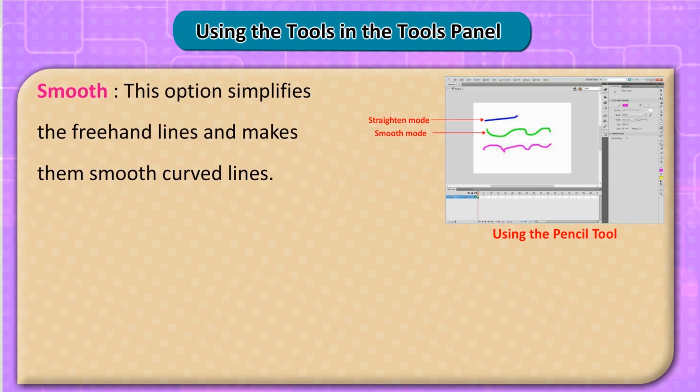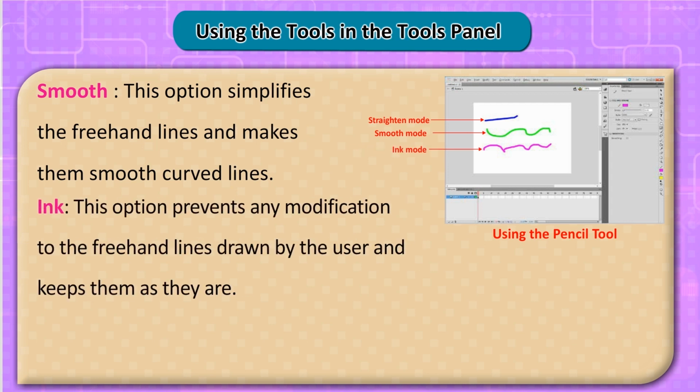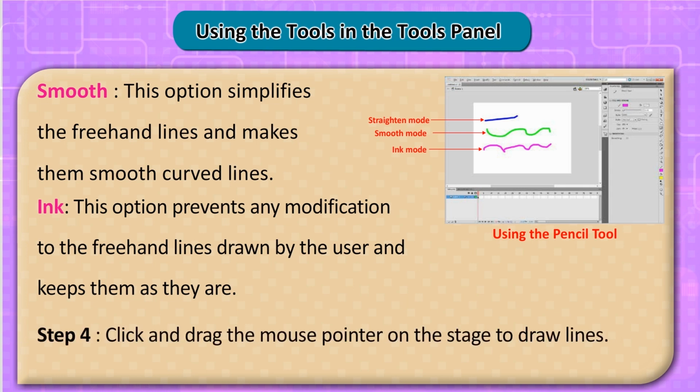Smooth. This option simplifies the freehand lines and makes them smooth curved lines. Ink. This option prevents any modification to the freehand lines drawn by the user and keeps them as they are. Step 4. Click and drag the mouse pointer on the stage to draw lines.